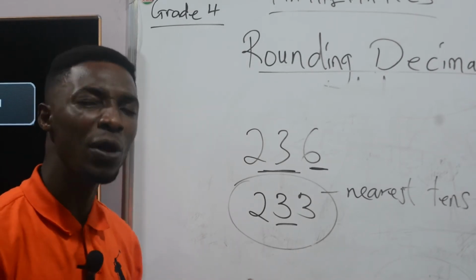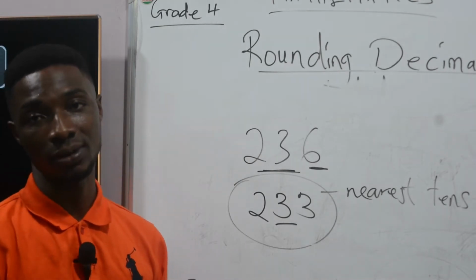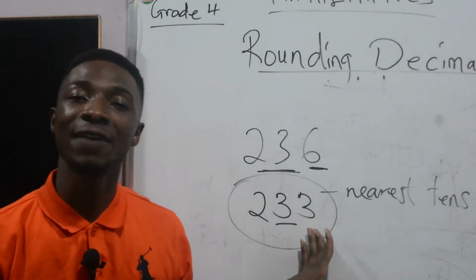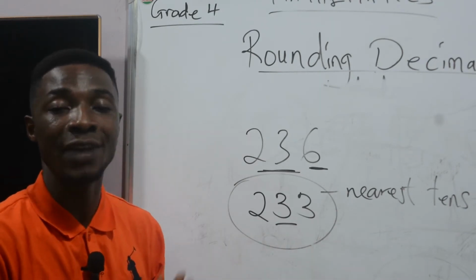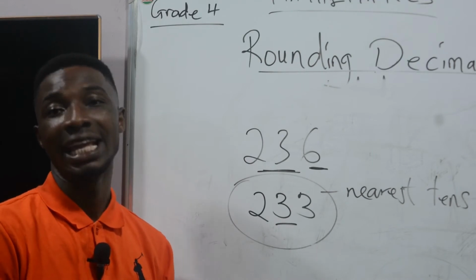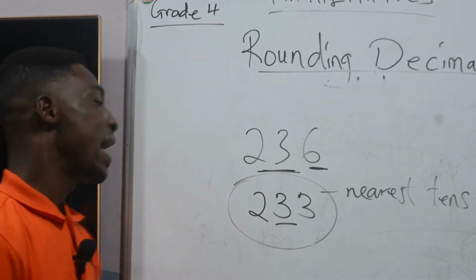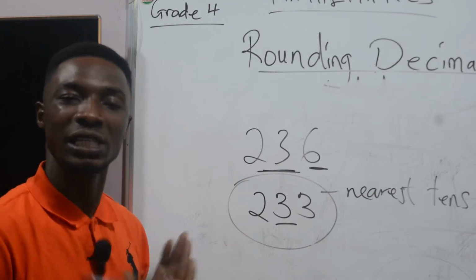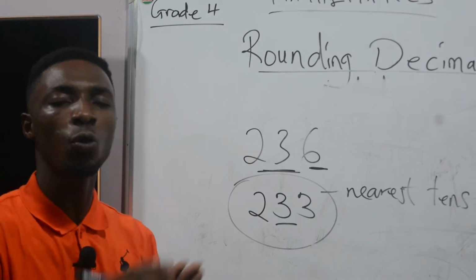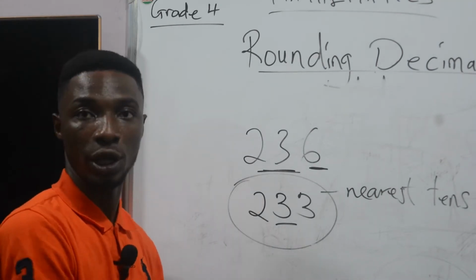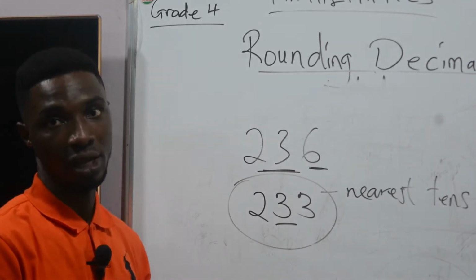What are we going to do now? We are going to see if we have to take the 3 away and replace it with 0, or we have to do something else. So if the number after the one you are interested in is less than 4 or 4, you will take it away and replace it with 0. In that sense, we say you have rounded down, or off. But if the number after the position you are talking about is more than 4, then what you are going to do is add 1 to the number at the tens position and replace the number at the ones position with 0. That is what we do.